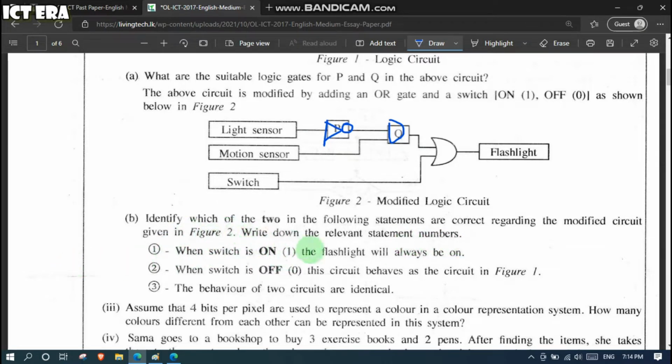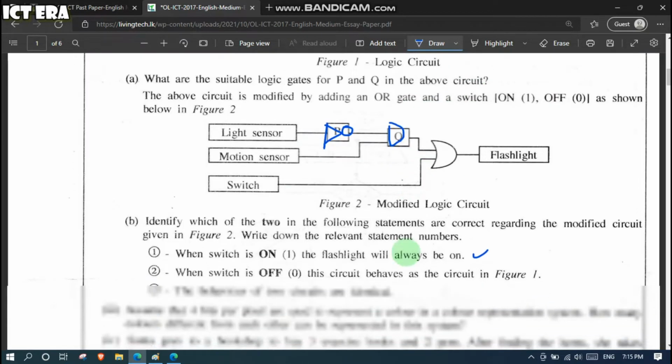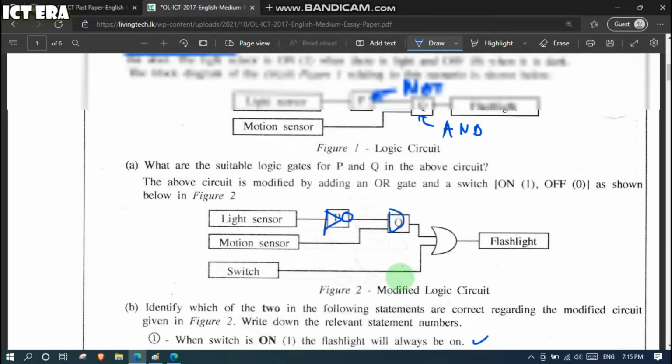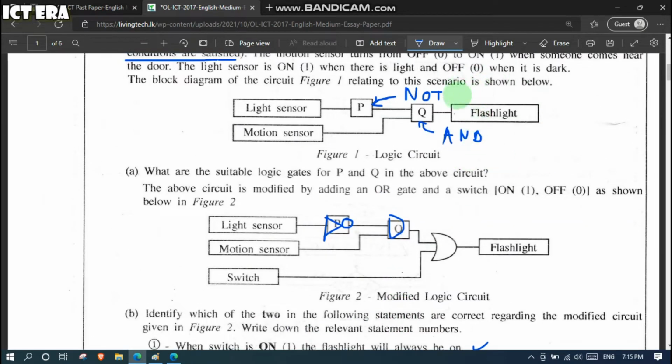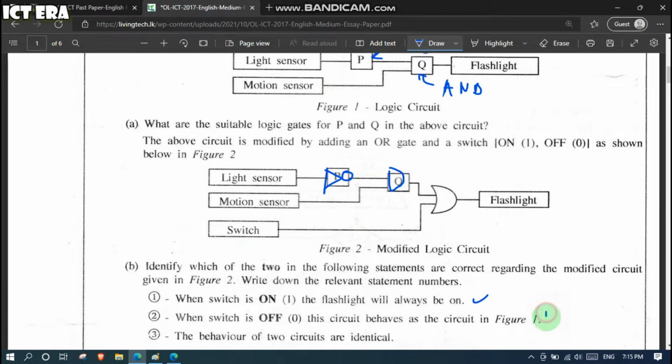When switch is on, the flashlight will always be on. Yes, it can be taken. It can be taken, so I will just put a tick. Then next one, when switch is off, this circuit behaves as the circuit in figure 1. Yes, when switch is off, the circuit will be turned into the figure 1 circuit. So it can also be accepted.